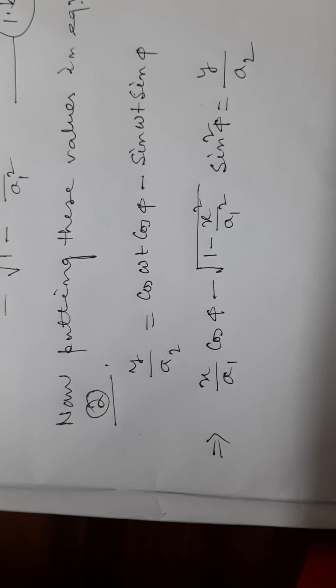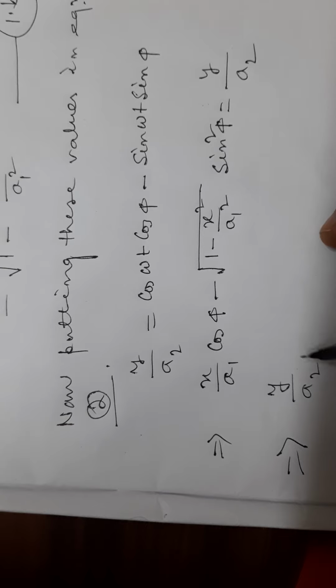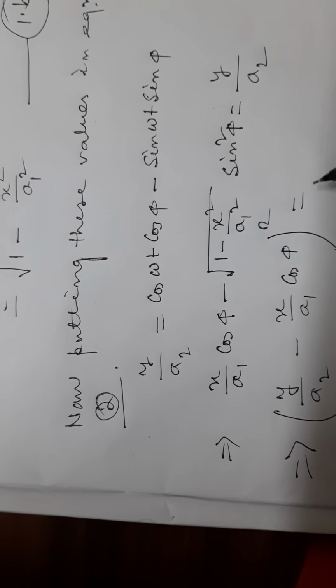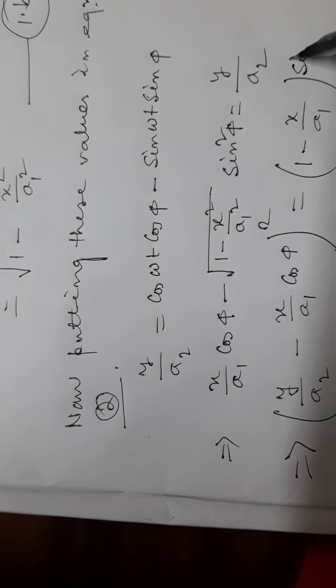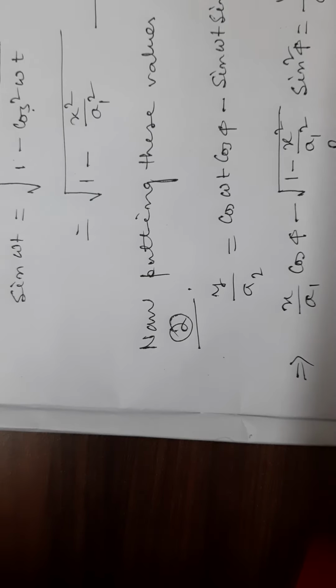Then squaring both sides, we have that (y by a2 minus x by a1 cos phi) whole square equals (1 minus x square by a1 square) sin square phi. This is the mathematical expression of superposition of two perpendicular simple harmonic motions.